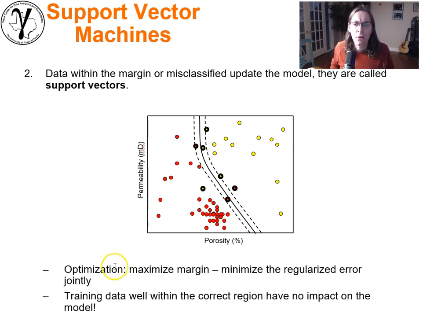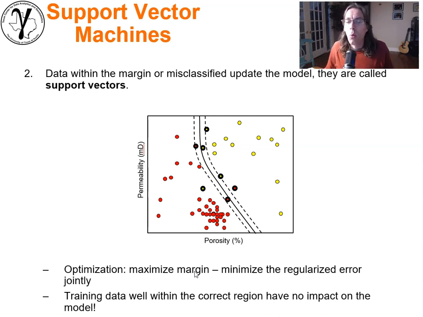So what we're going to do is an optimization to try to maximize the margin and minimize the regularized error jointly, and I'll show later on exactly how we're going to do that. For the regularization, we'll put some weighting or cost on it, a cost constant.